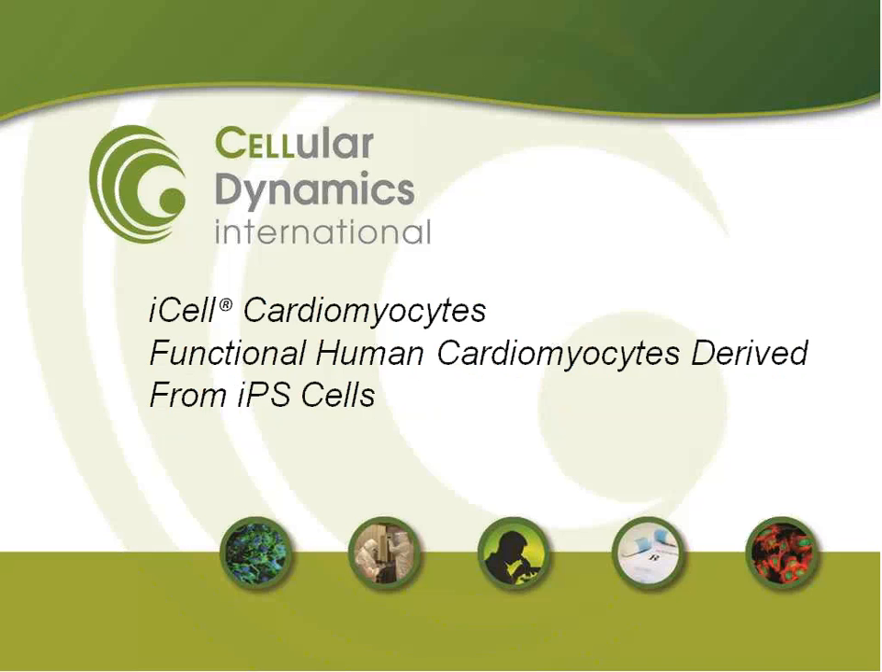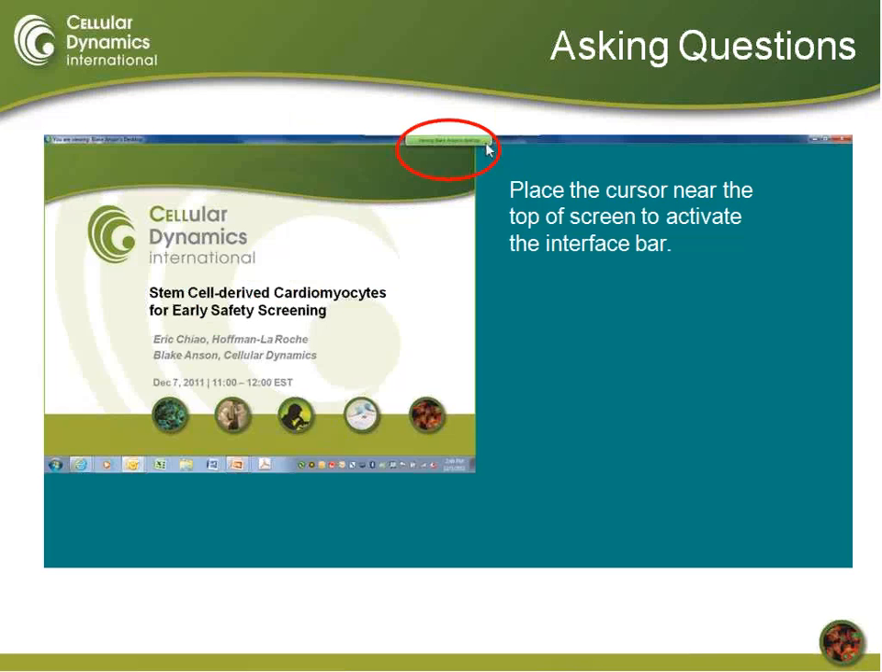All right, today we'll be covering the iCell cardiomyocytes, functional human cardiomyocytes derived from iPS cells. We'll be going over a little bit of a general overview of their characterization as well as some of their utility.